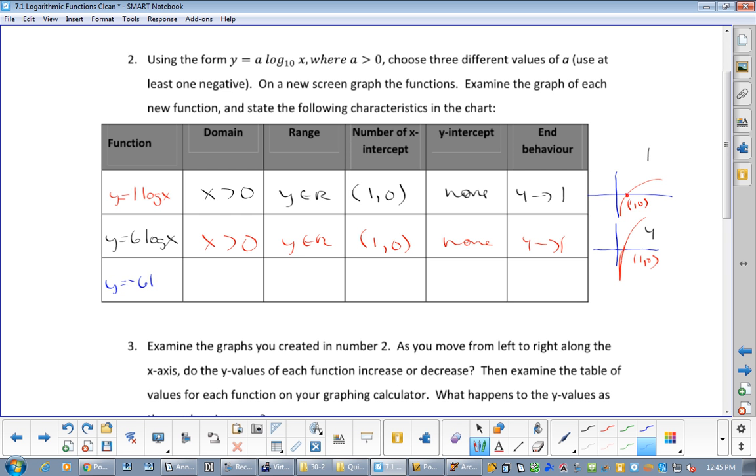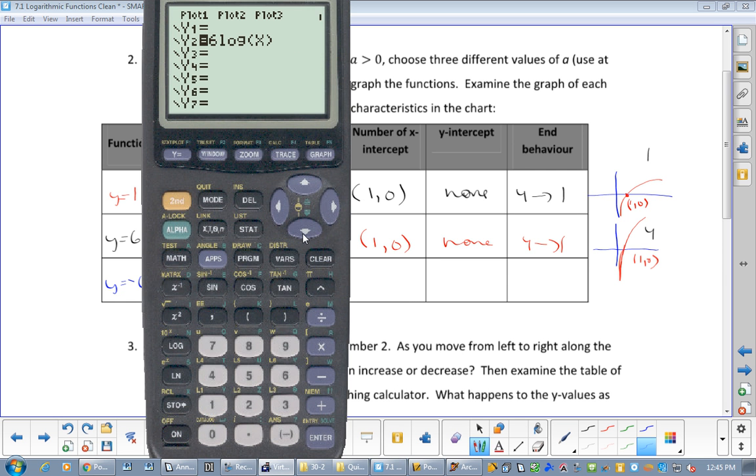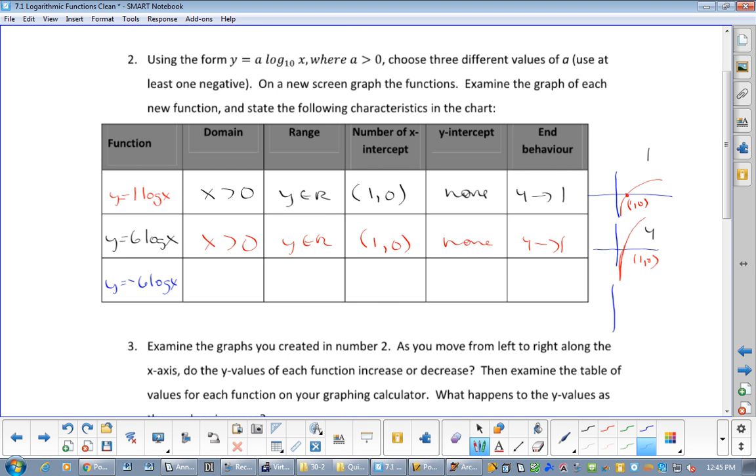Okay, now let's try this. Y equals negative log x. So I'm going to put a negative sign in there. What do you think happened? That's what we call a reflection on the x-axis, right? Now it went like this. Actually, I want to go nice and steep, right? It was a bit steeper. Okay.